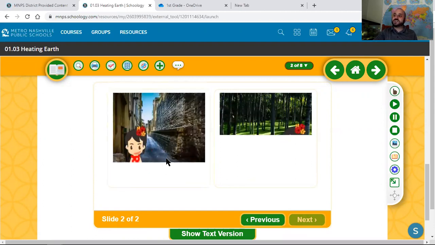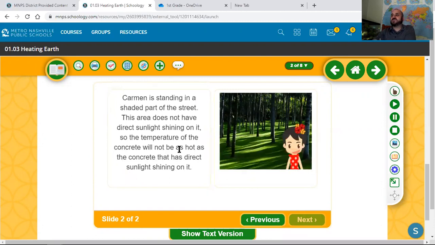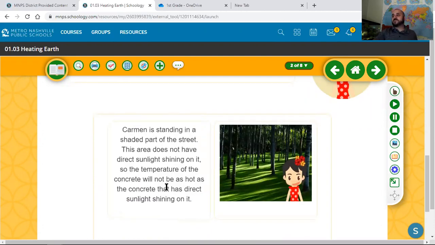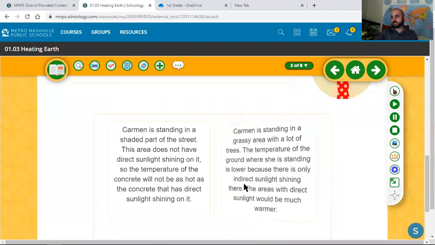All right, here she's standing on a shaded part of the street. This area does not have direct sunlight on it, so the temperature of the concrete will not be as hot as the concrete that has direct sunlight.